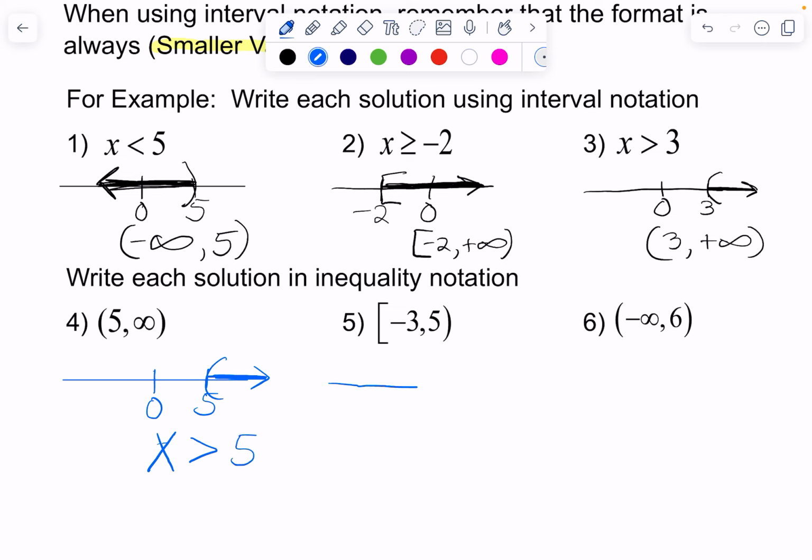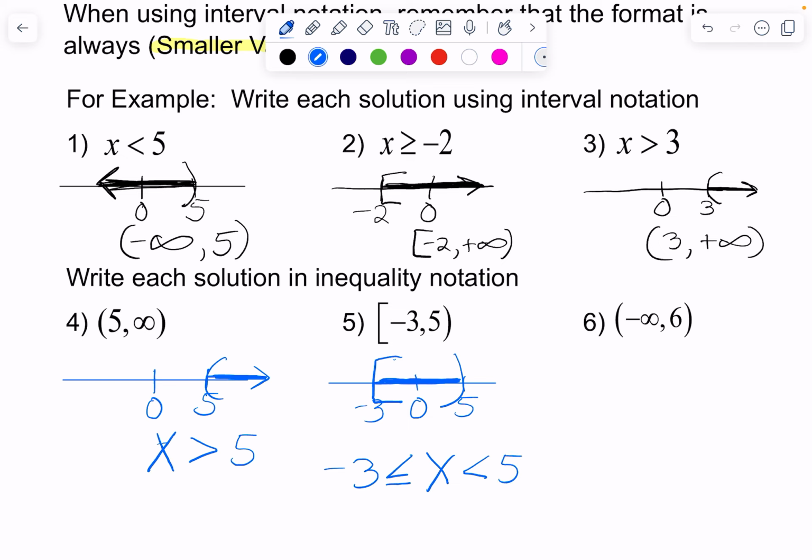This is a good one. I have bracket negative 3 to 5. Well, I put my little 0 here in the middle, my negative 3 to the left of 0, my 5 to the right of 0. And I have a bracket on the negative 3, so that means it's going to be equal to negative 3. But then I'm going all the way to the 5 here with the parenthesis. So when I shade everything in between here, my inequality is actually x in the middle is greater than or equal to negative 3 because we had a bracket, and at the same time it's less than 5 because we had a parenthesis.